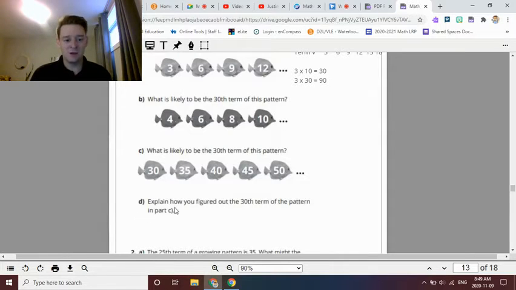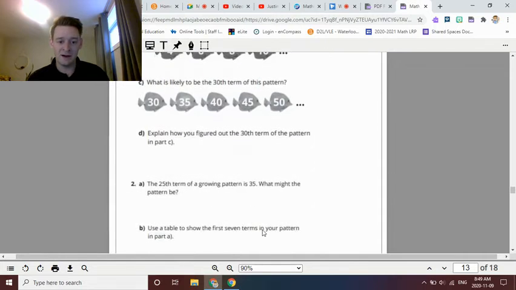And D is asking you, explain how you figured out the 30th term of the pattern in part C. So it gives us 5 terms. We need to know the 30th. Interested to see what you put down there.